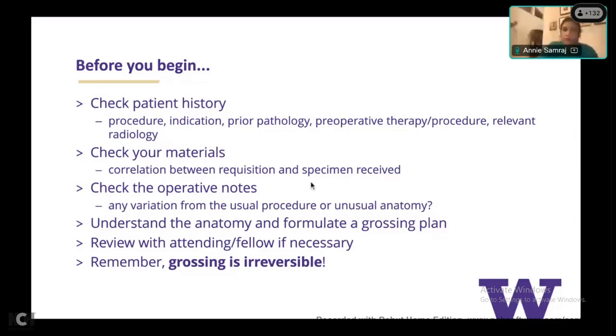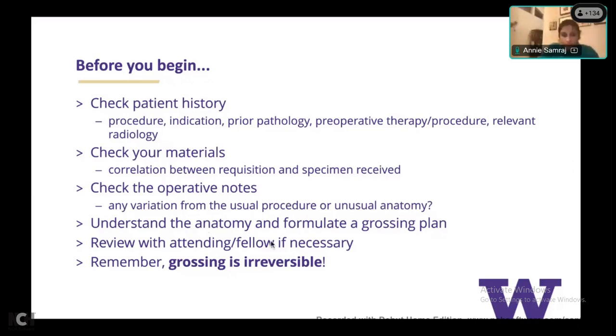Was there any variation from the usual procedure, any unusual anatomy? Today we're talking about the pancreas. Was there just the main pancreatic duct, or was there maybe an accessory pancreatic duct? Was there any change in the normal procedure? All of those are important to look at before we actually start grossing the specimen.